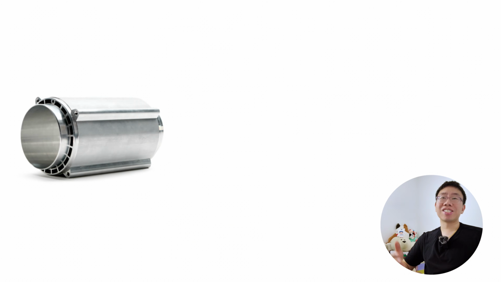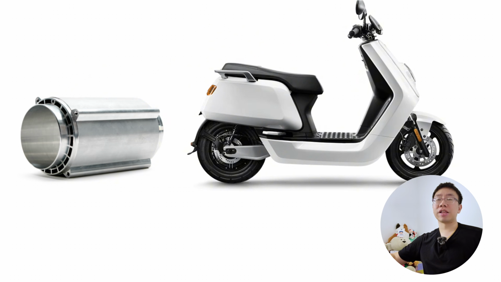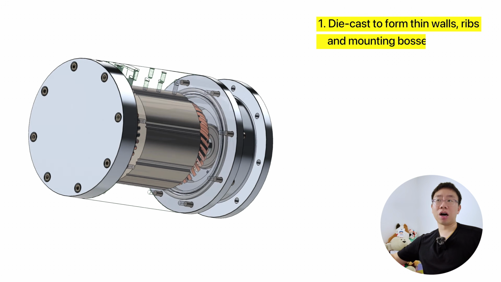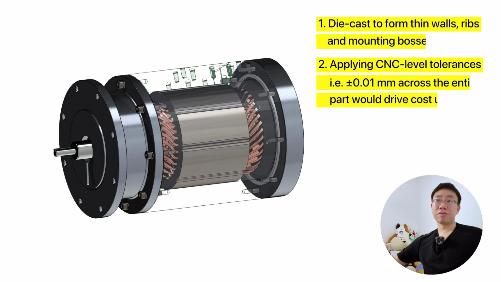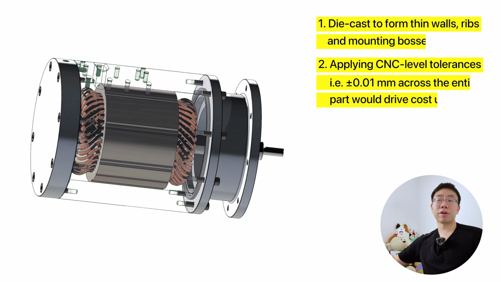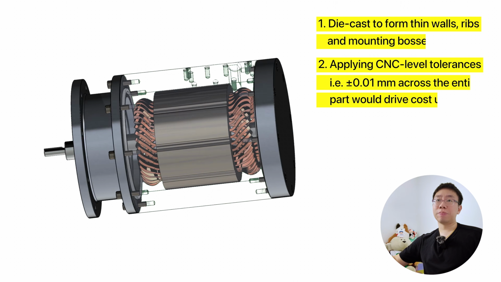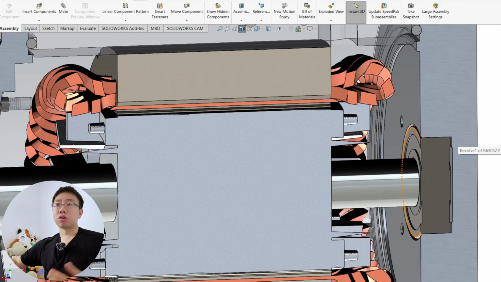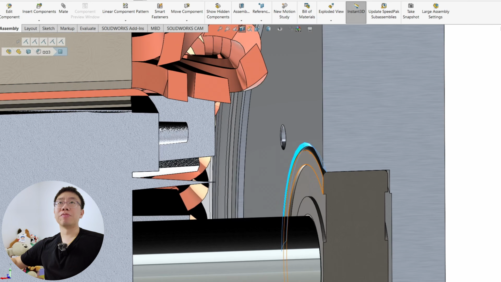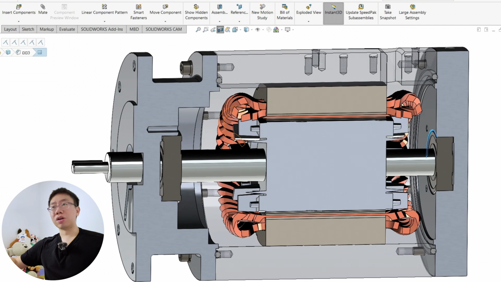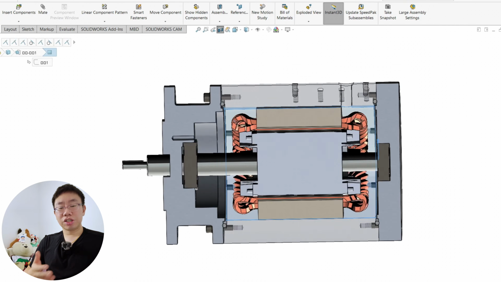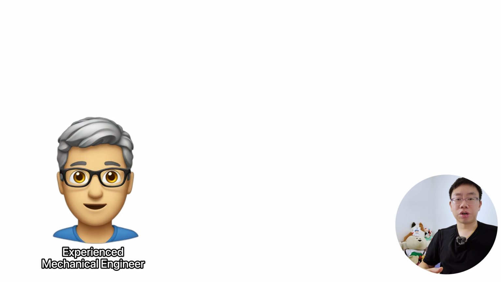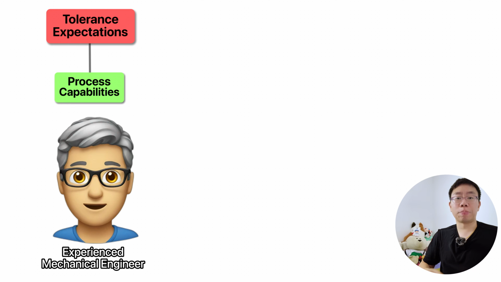For example, let's take a look at this aluminum motor housing for an electric scooter. It's die cast to form thin walls, ribs, and mounting bosses that would be impossible or costly to machine. Applying CNC level tolerances like plus minus 1/100 of a millimeter across the entire part would drive cost up because die casting naturally varies due to shrinkage and mold wear. Instead, only critical surfaces such as the bearing seat or motor alignment faces should hold tight tolerances, while the ribs and cosmetic areas remain looser. This ensures the part is both precise where it matters and economical to produce. A seasoned mechanical engineer always matches tolerance expectations to the process capabilities.